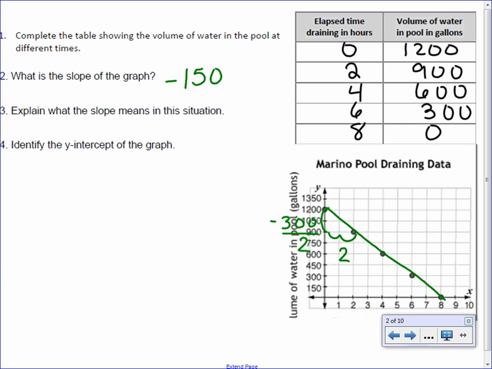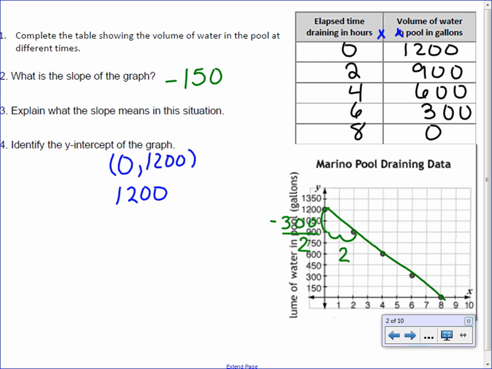It says explain what the slope means in this situation. Well, if you go ahead and use the information up here on the table, you know it's the volume of water in gallons inside the pool over the time it's taking to drain the water from the pool. It says identify your y-intercept. Our y-intercept is given in our table. It is 0, 1,200 as an ordered pair. The y-intercept by itself is 1,200.